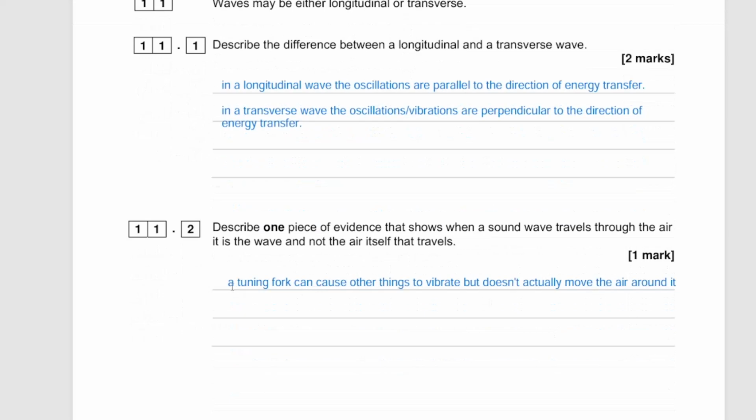And this is due to the example I came up with. It's not the one they have in the mark scheme. They only have one in the mark scheme and it's not worded very well. So I came up with one that demonstrates the same property, but is better worded and is easier to understand. And that is the fact that a tuning fork can cause other things to vibrate, but doesn't actually move the air around it. For example, if you put a tuning fork next to another tuning fork, it causes the other tuning fork to vibrate. However, the air between the two tuning forks doesn't actually move.